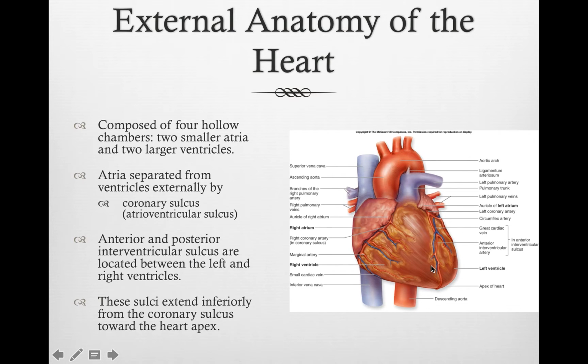And there's a posterior interventricular sulcus that also divides the left and right sides of the heart, but is visible on the backside. So these are landmarks that we can use to definitely know what side of the heart we're looking at. These sulci are going to extend inferiorly from the coronary sulcus, that is the atrioventricular sulcus, toward the heart apex.